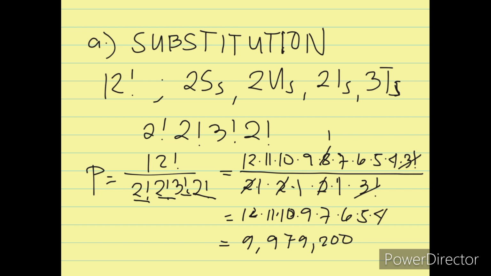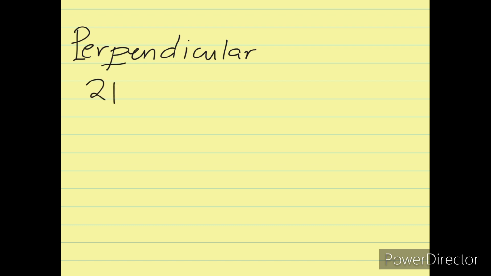Next, another example. How about the word perpendicular? In the word perpendicular, we are going to get those letters which are alike. So we have 2 P's. What else? 2 E's, and we have 2 R's.